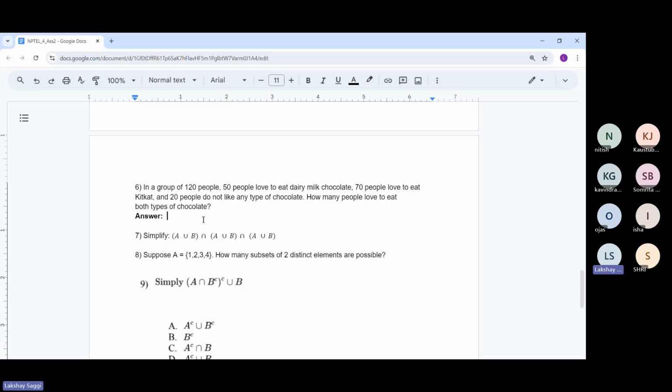So, let's set A. We denote the people who love to eat dairy milk chocolate, who love to eat Kit Kat and so on by different sets, and we'll just try to apply the set formulas. Like you must have seen them in the lectures, like how do we find out the cardinality of A union B and so on. So we'll just apply those formulas to find out the answer for this. So I guess this will be a bit more clear when I discuss the solution.